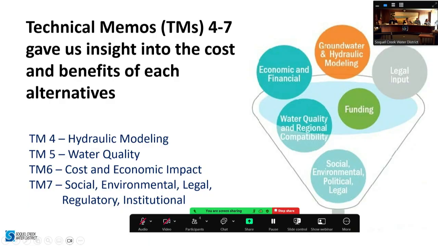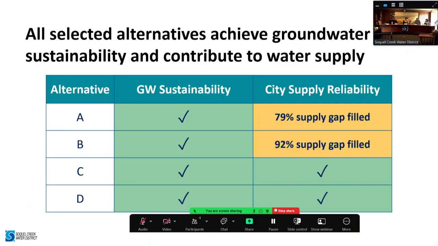Can I ask a question about that? Yeah. So if you want to go back to that last slide, even with A and B, it seems like it could affect groundwater sustainability if there's still a water need gap, and then the city would have to use their Beltz wells more than they would otherwise. I don't know, just wondering.